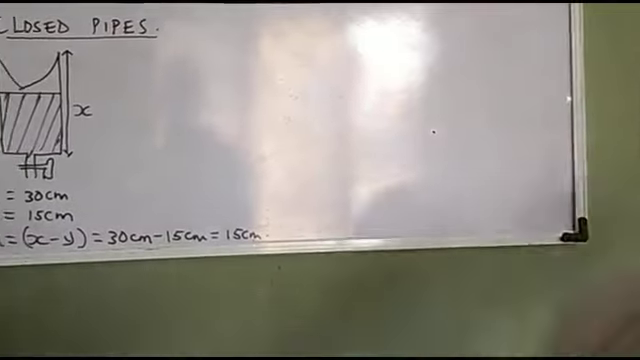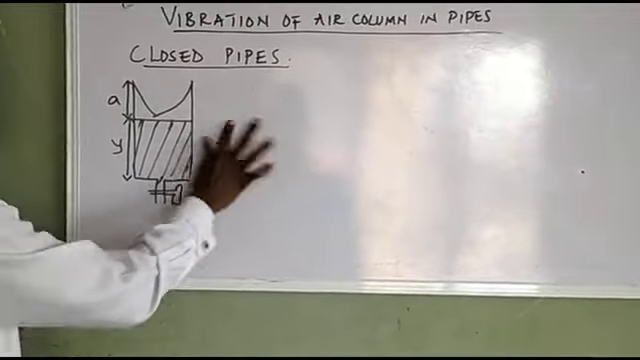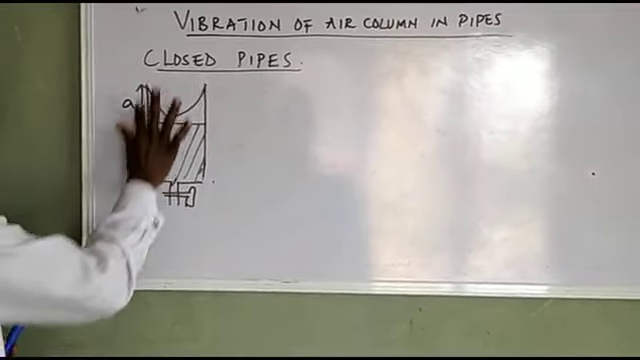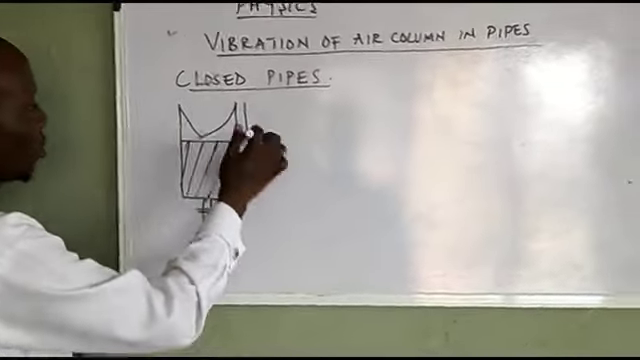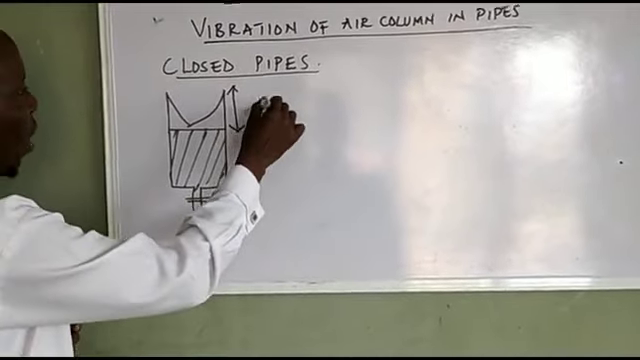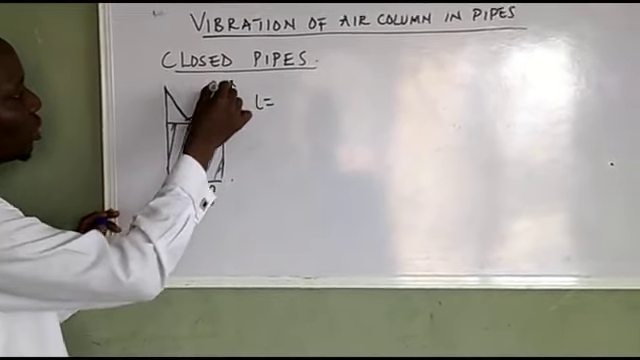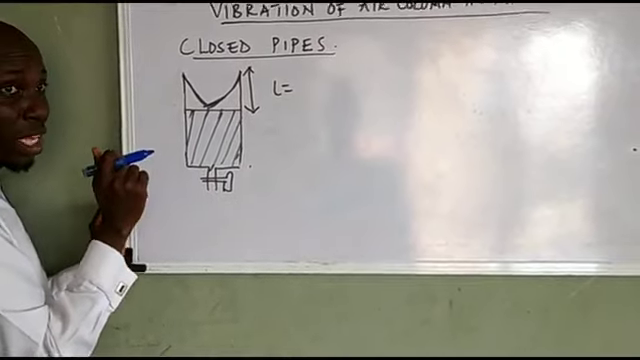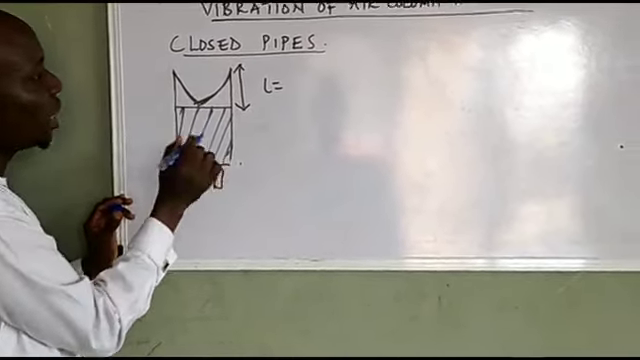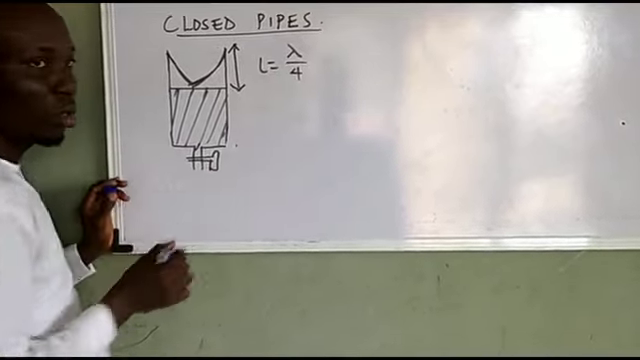Now, look at this. For us to determine the length of a closed pipe, our length, if you look at this very well, is equivalent to what? 1/2 of a circle, right? 1/2 of a circle in a closed pipe is equivalent to lambda over 4.